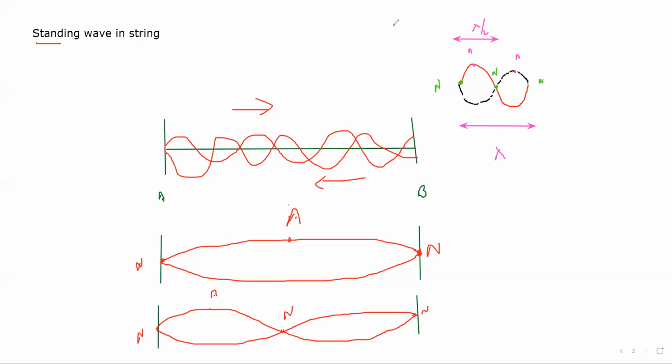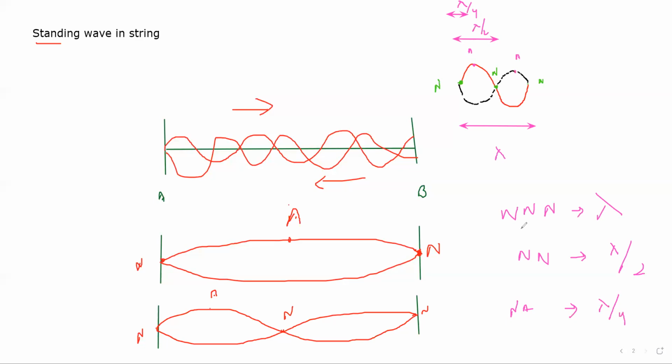And the distance between a node and an antinode, what will it become? It will become lambda by 4. So if you have three successive nodes, the distance will be equal to the wavelength. If you have two successive nodes, the distance will be half of the wavelength. And if you have node and antinode, or antinode and node, the distance will be a quarter of the wavelength.